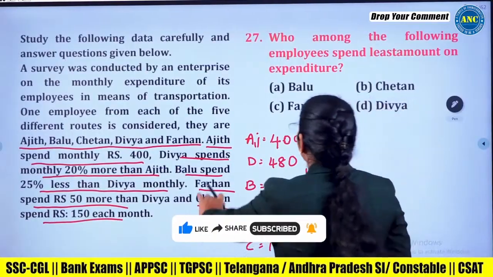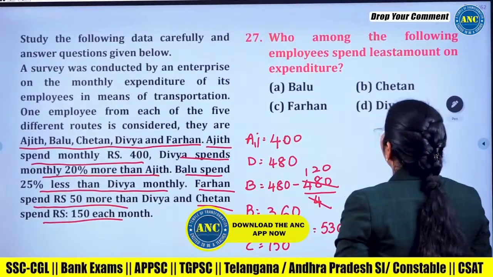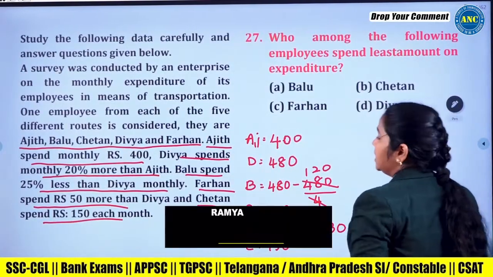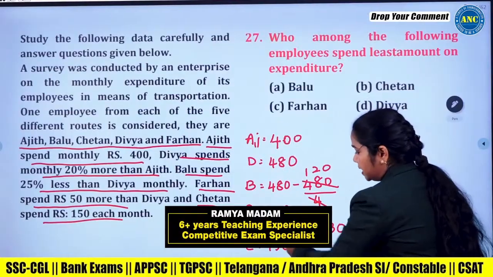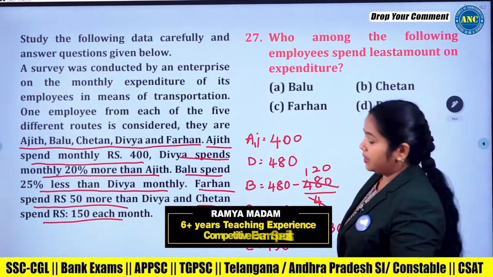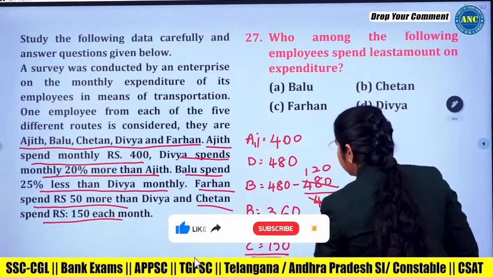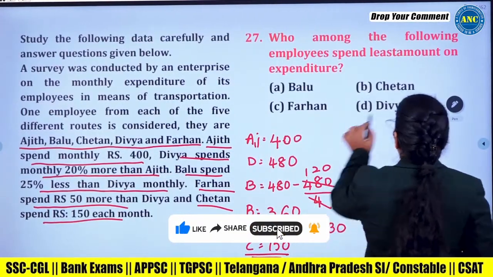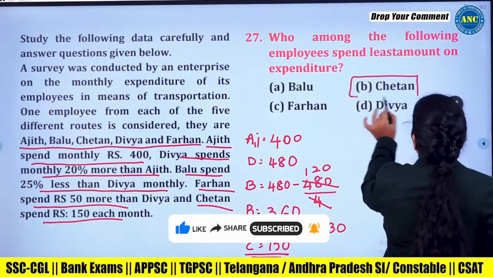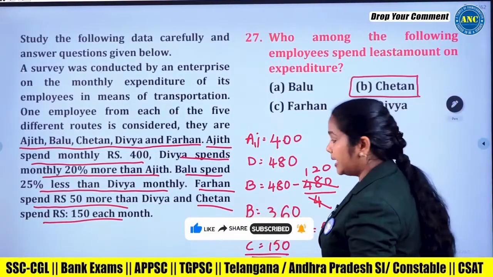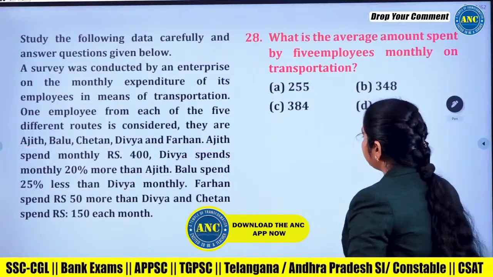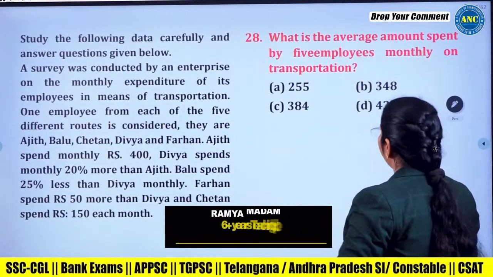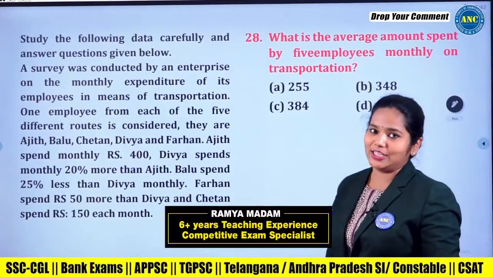Now coming to the question. Who among the following employees spent the least amount on the expenditure? Just check the values. Who is spending the least? Chetan. Chetan is only spending 150. So it's obviously option B, Chetan. Right? Next question. What is the average amount spent by 5 employees monthly on transportation?